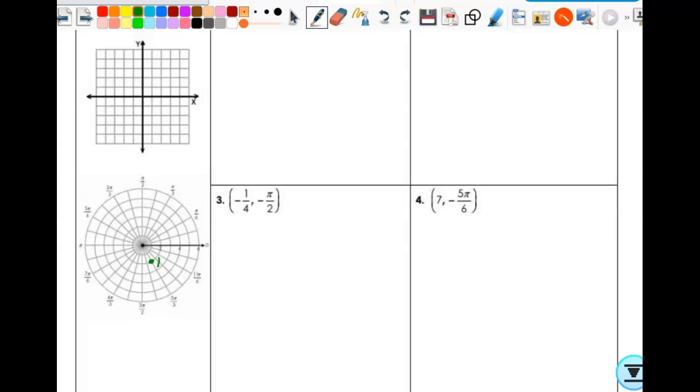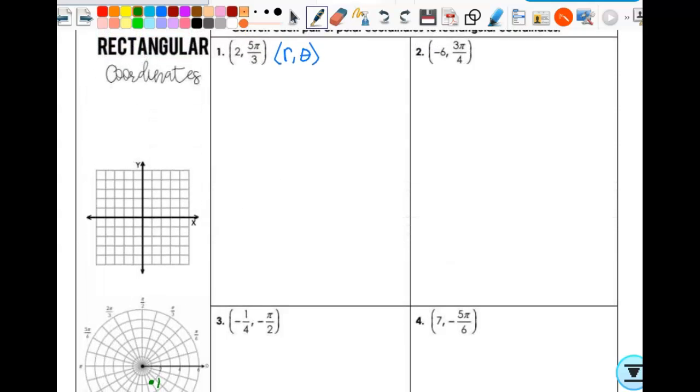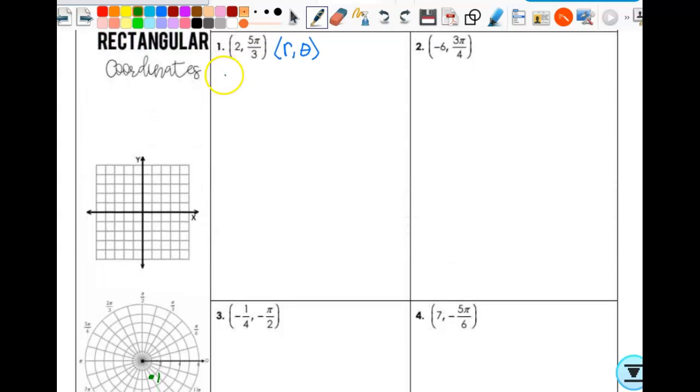All right, so then we're going to go back up here. So we're going to find x. That is equal to r, which is 2, times the cosine of theta, which is 5 pi thirds. Okay, so x equals 2 times, what's the cosine of 5 pi thirds? 1/2. So this is 2 times 1/2. So x equals 1.